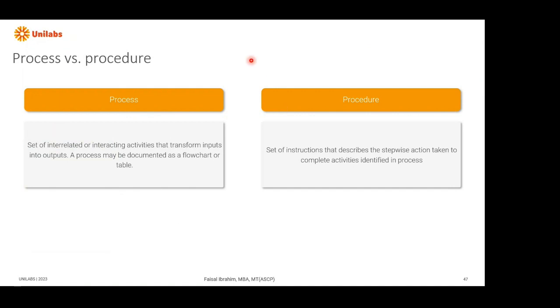So what is the difference between a process and a procedure? Because as I mentioned in the previous standard, now they require to have a process in place to explain equipment management. So a process is a set of interrelated or interacting activities that transform input into output. A process may be documented as a flow chart or a table. So basically just having a flow chart will help you meet this requirement.